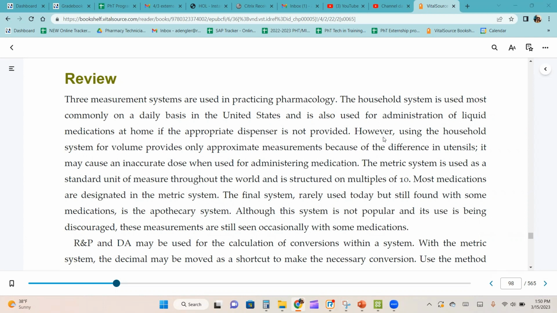The metric system is used as a standard unit of measure throughout the world and is structured on multiples of 10. Most medications are designated in the metric system. The final system, rarely used today, but still found with some medications, is the apothecary system. Although the system is not popular and its use is being discouraged, these measurements are still seen occasionally with some medications.